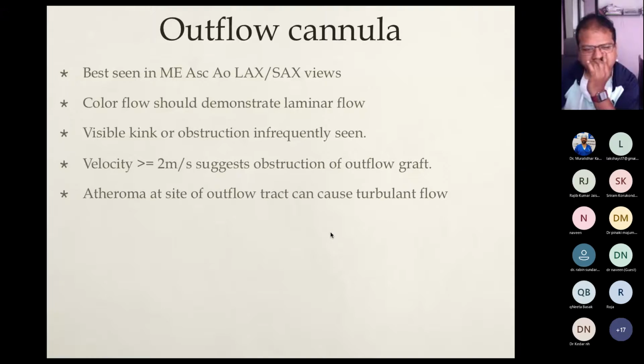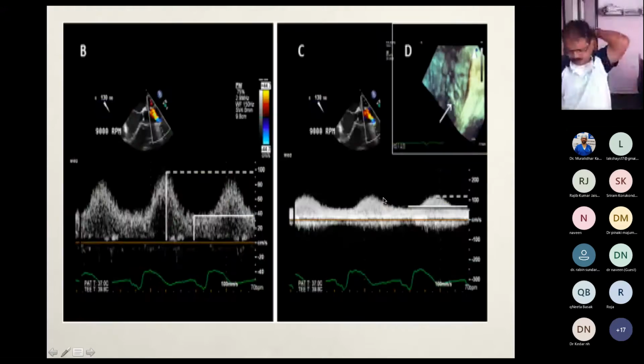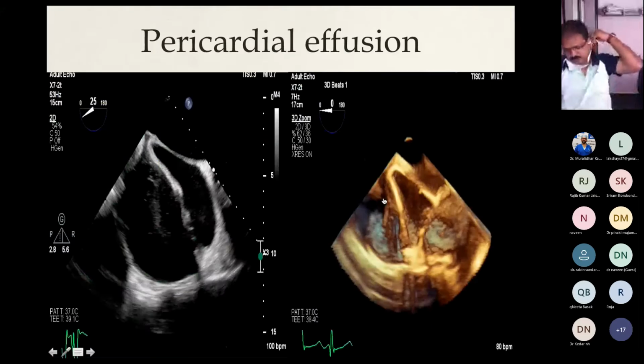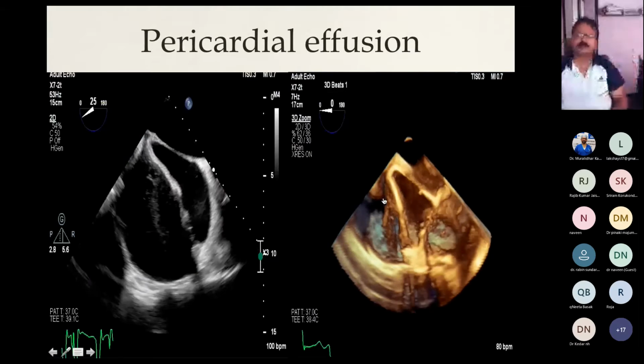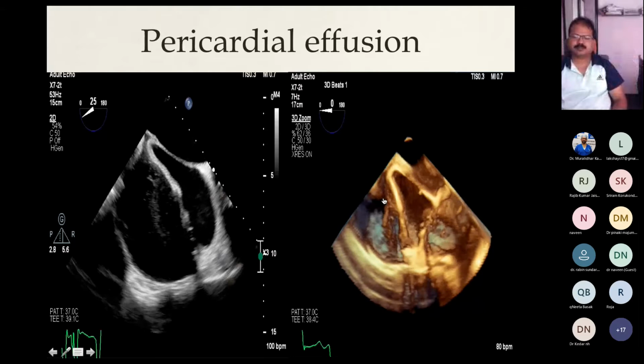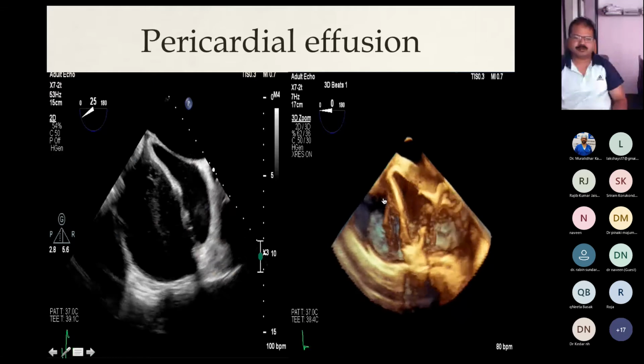Velocity more than 2 meters per second can suggest obstruction of the outflow graft. And atheroma at the site of the outflow tract can cause turbulent flow. Even if there is no kinking or obstruction, gross atheroma can still cause outflow tract turbulence. So this is the outflow graft, you can see. And at the end, this may not be an immediate complication, but after a few hours or a few days, pericardial effusion significantly jeopardizes the LVAD function, so it can be ruled out by TOE.